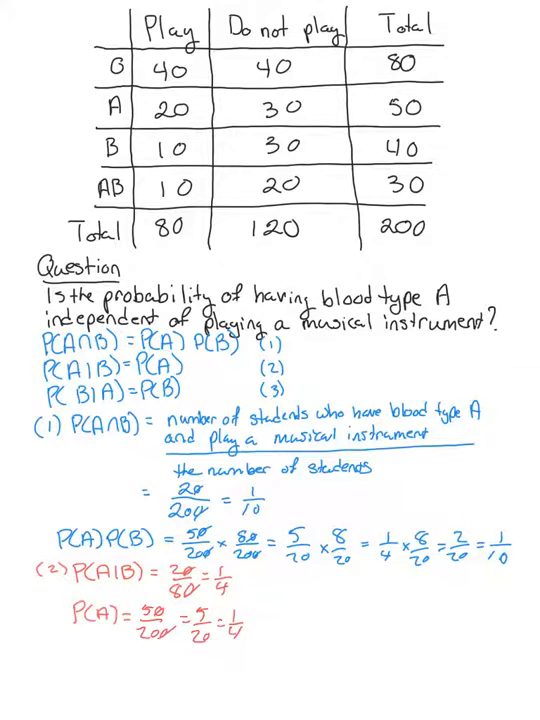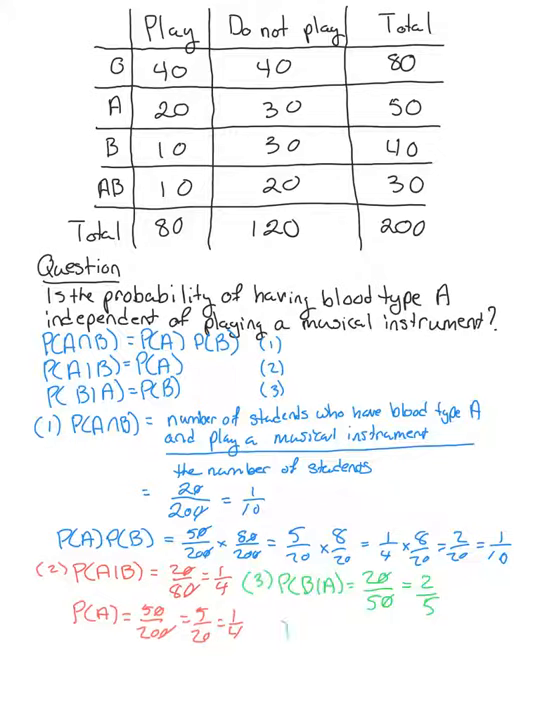Let's go with number 3, just to show all 3. Let's go with green this time. So probability of B given A. So we're only working with the row indicating those students who have blood type A. And the number of students who play a musical instrument out of all students who are blood type A is 20. So this is going to be 20 over 50, which can reduce to 2 over 5.